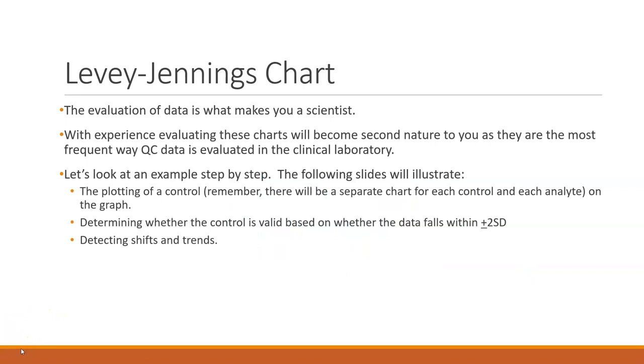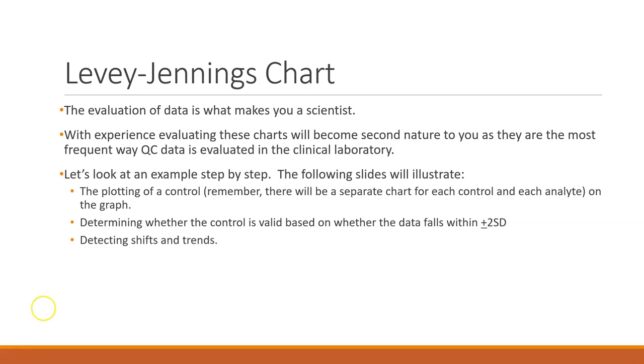So the evaluation of data is what makes you a scientist. And that's what we are in the laboratory when we're working with our analyzers. We are scientists. With experience, evaluating these charts will become second nature to you, as they are the most frequent way QC data is evaluated in the clinical laboratory. You come in, you run your controls, they're plotted on the Levy-Jennings, and again, this is all done by the computer. You look at that. If they're not within plus or minus 2 SDs, then you need to figure out what to do next.